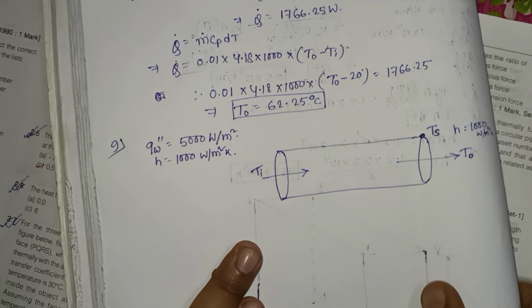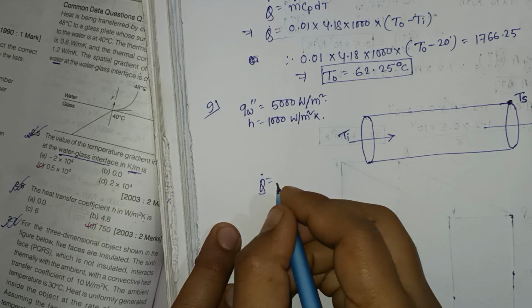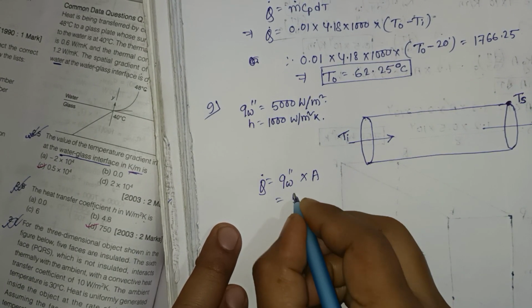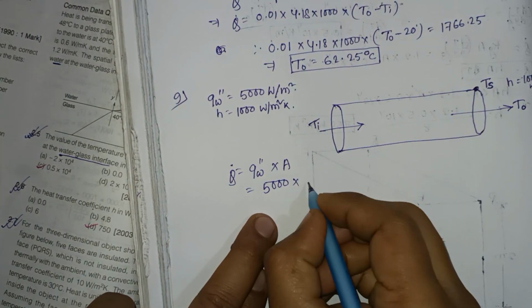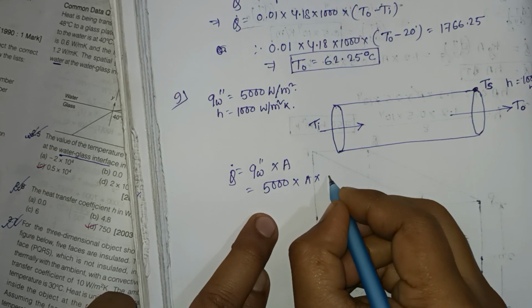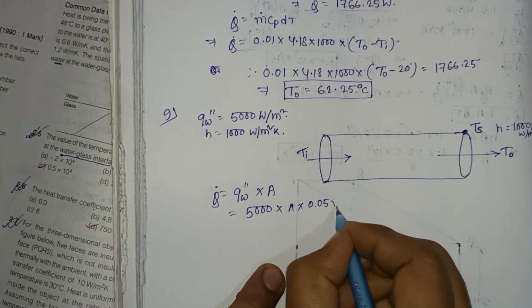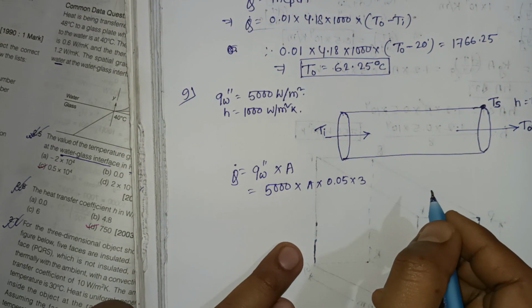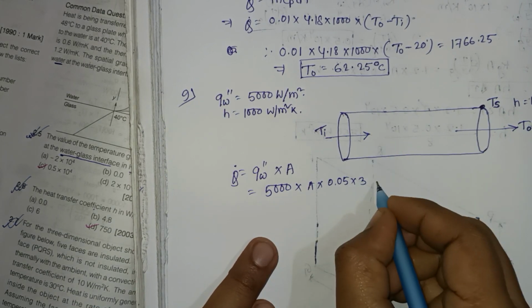So first you have to find out the total heat transfer rate, Q dot, that is equal to heat flux into area. Heat flux is 5000. What is the area? That is equal to pi into D into L. What is the value of D? That is 0.05 into L. What is the value of L? That is 3 meter. So if you calculate the value, this is 5000 into pi into 0.05 into 3.